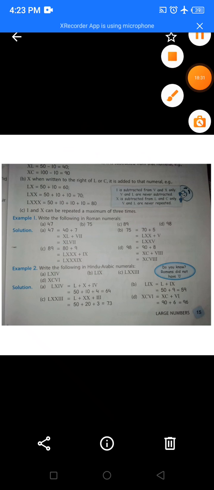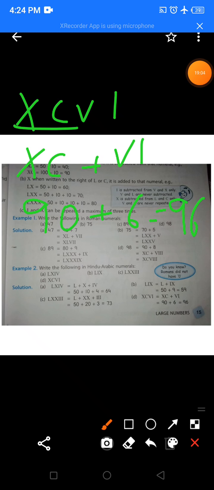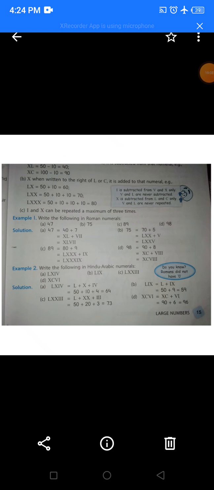Okay. Now, everyone read the next question. Okay. So again, you will copy down the question first. The question is this. Then you know that this cannot be written alone. So this is nothing but 90 and then this is 6. Okay. Then again 90 plus 6 will give you 96. This will be your answer. I hope this is very much clear to you.